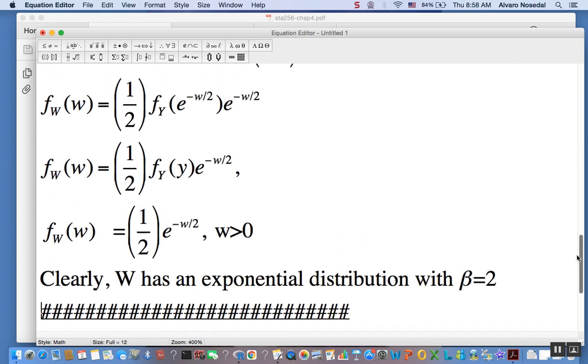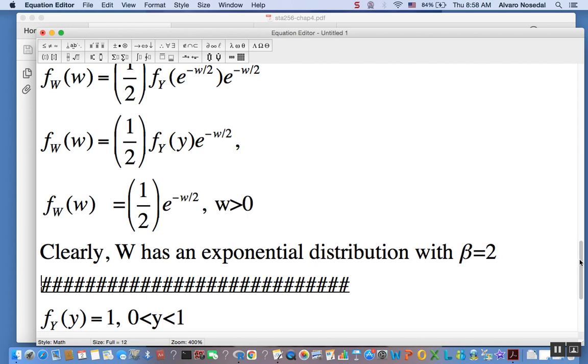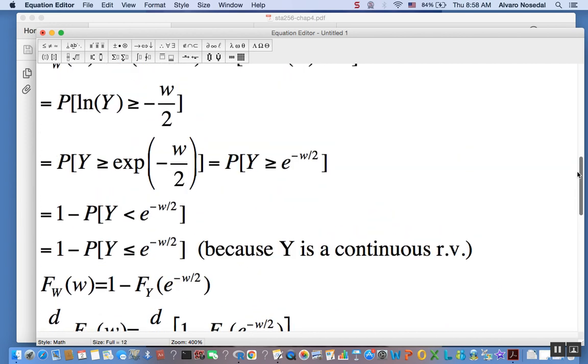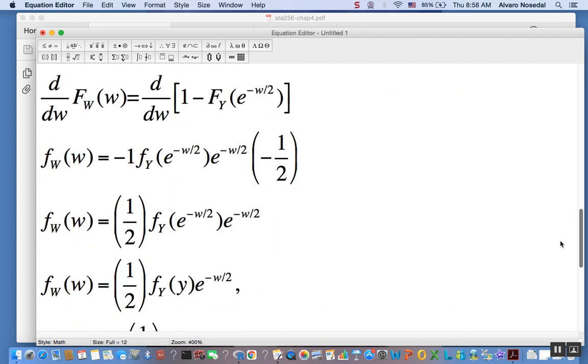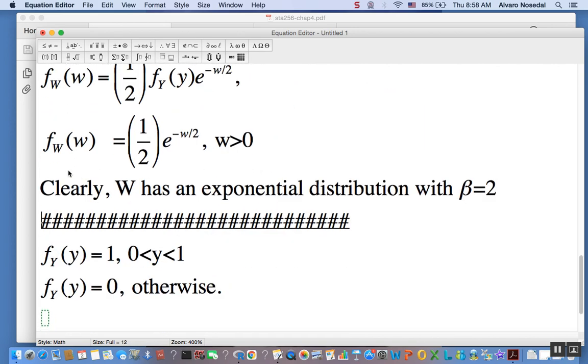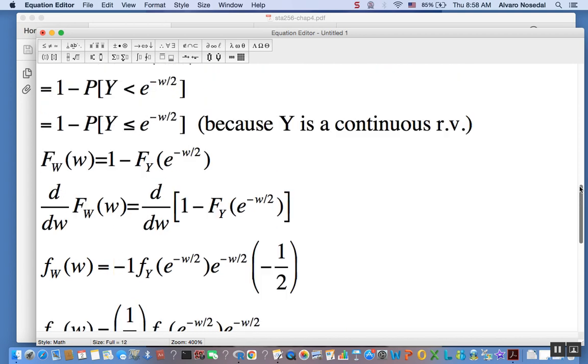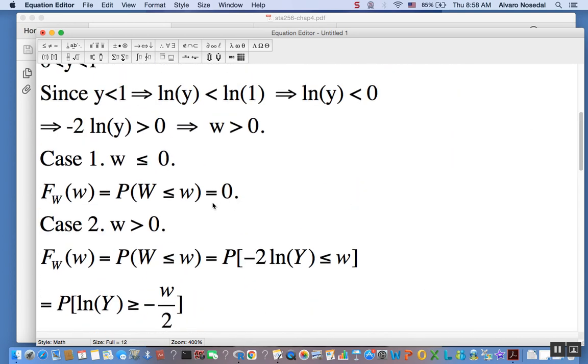Okay? And note also here, we have to be careful with the values that this W assumes. So in this case, the non-zero part of the PDF is this, right? The PDF of W will be an exponential for W that is greater than 0, and it's going to be 0 otherwise, okay? Which is, again, exactly the definition of an exponential PDF.